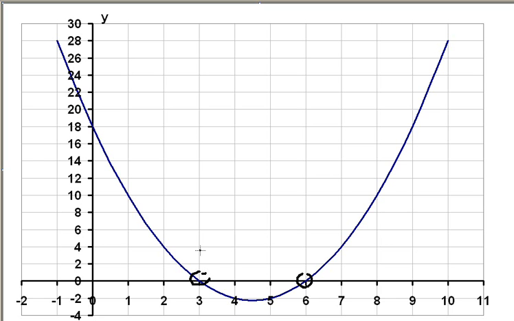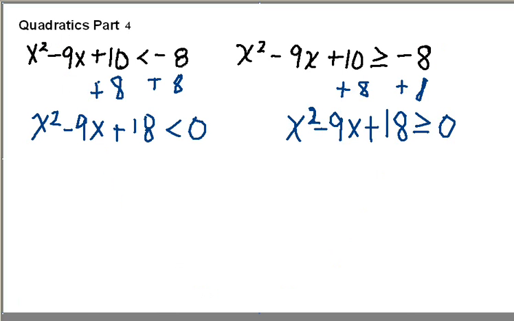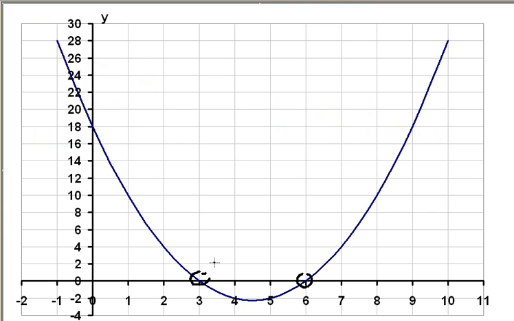To solve the inequality, let's go back and see what it's asking us. The first problem is asking specifically, when is that quadratic less than 0? When we solved the corresponding equation, we looked at when it was equal to 0, and we determined that it was equal to 0 at 3 and 6. Now we want to know when it is less than 0. I can see that my quadratic falls below the x-axis at 3, and it's below the x-axis until 6.